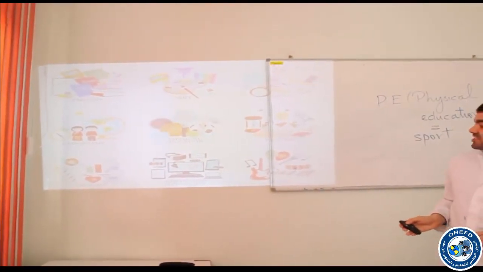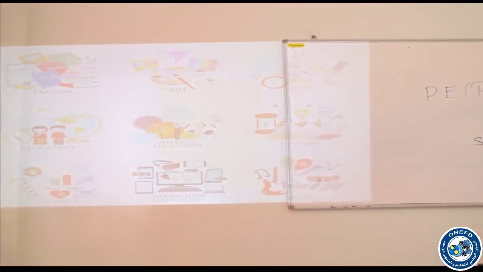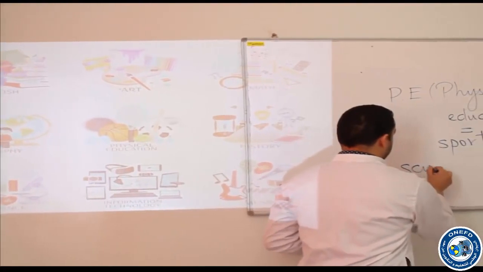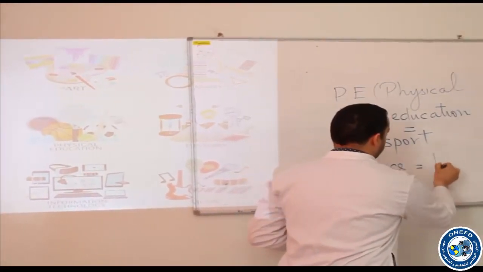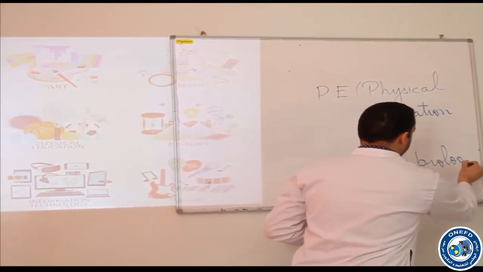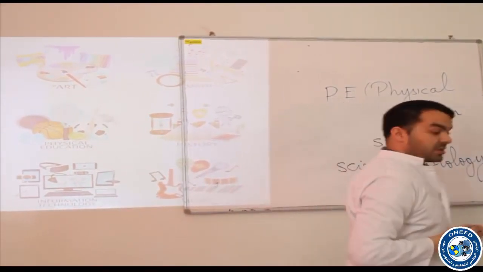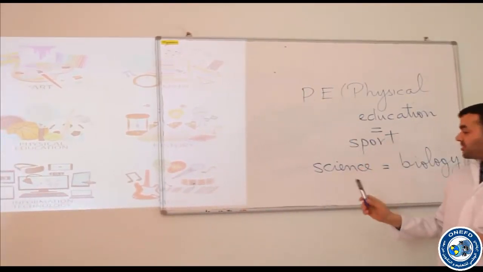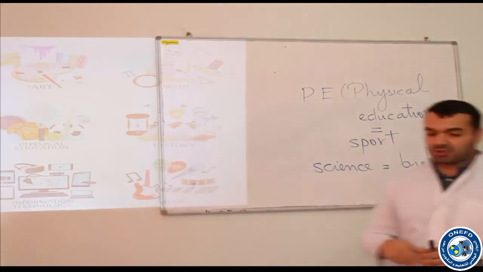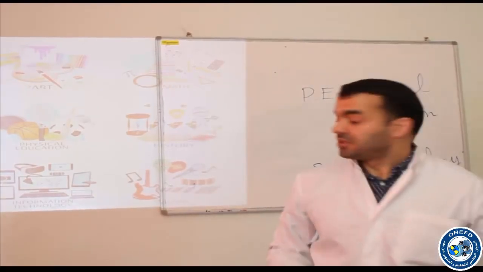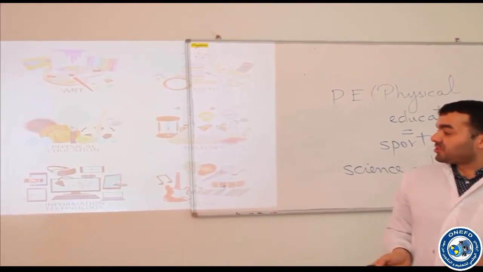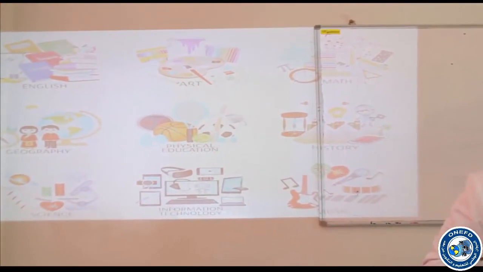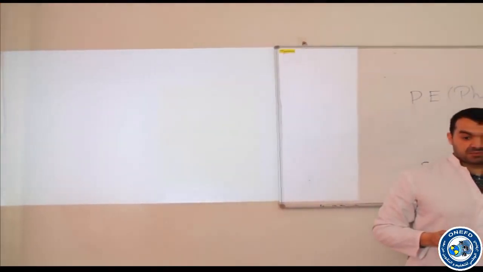We have also history, science or biology. So the synonym of PE is sport, and science or biology are synonyms. Wonderful. We have also computer science and music. We are going to see these differences in details.